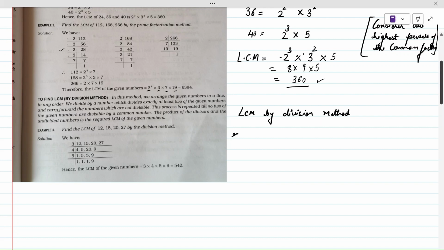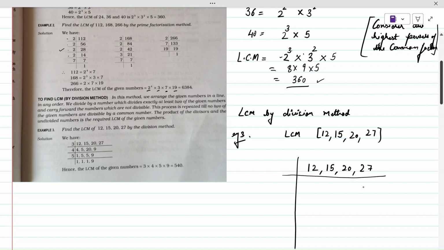So example 3. We have to find the LCM of 12, 15, 20 and 27. So what we are going to do, we can write them in any order. I'm writing this in the given order only. And then we have to divide it by a number which at least divides two of the given numbers.